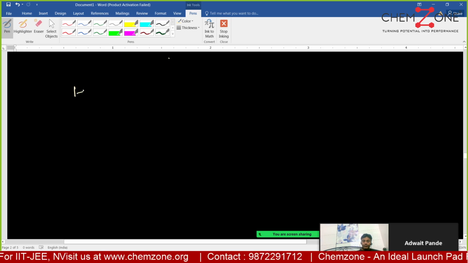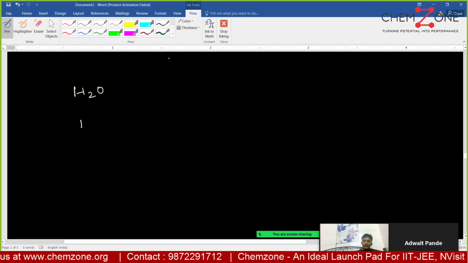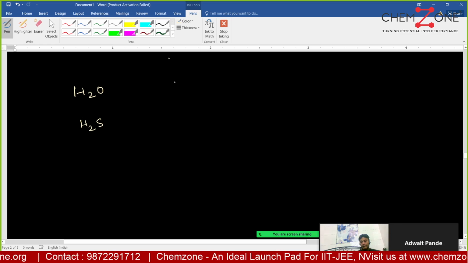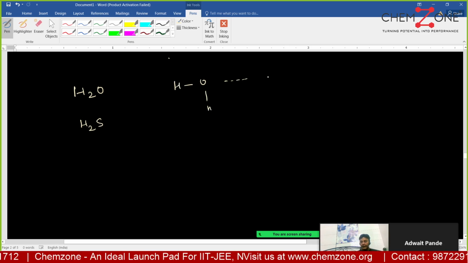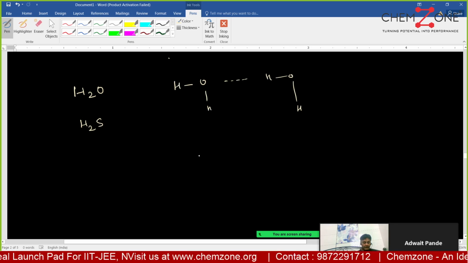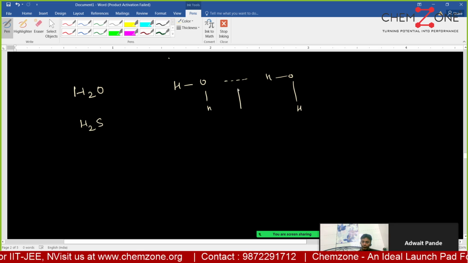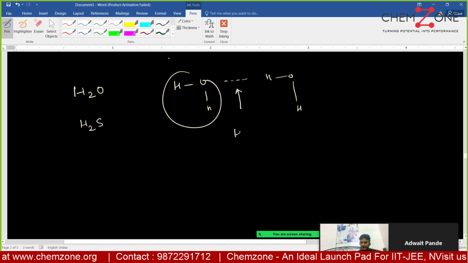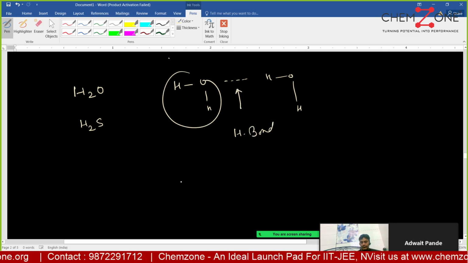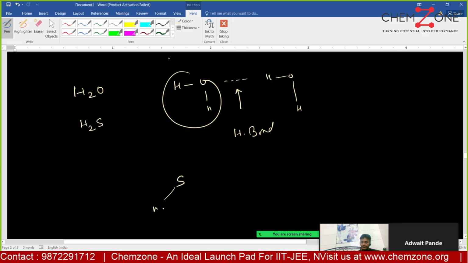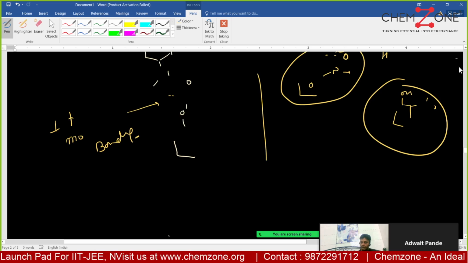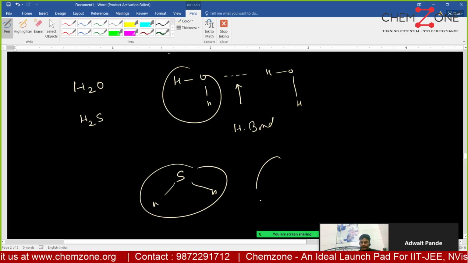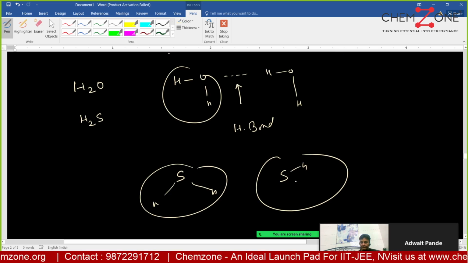Similarly, if I talk about water and H2S, between two molecules of water, what type of bonding is there? What is this bond between two molecules? Hydrogen bonding. And here also I have H2S. Now between two molecules of H2S, what type of interaction is possible? Wait. Between two molecules of H2S, what type of interaction is possible?